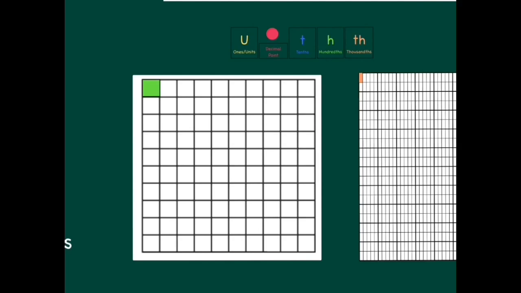Then I took my tenths and I split them again the other way round. So I now have 100 pieces. I took my 1 unit and split it into 100 equal pieces here, and I've shaded in one of them. That is 1/100th, and it belongs in this column here, the hundredths column.